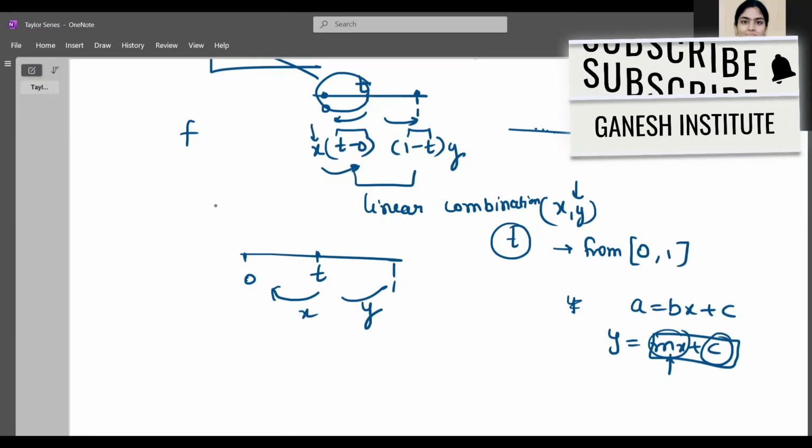So the combination will be x t minus 0 plus 1 minus t into y, okay? Got it. Ma'am, one doubt here. Why do we assume that from the point t, when we move right towards 1, when the interval or distance moves to 1, why do we have to multiply it with y? And when it moves to 0, why do you have to multiply it with x?